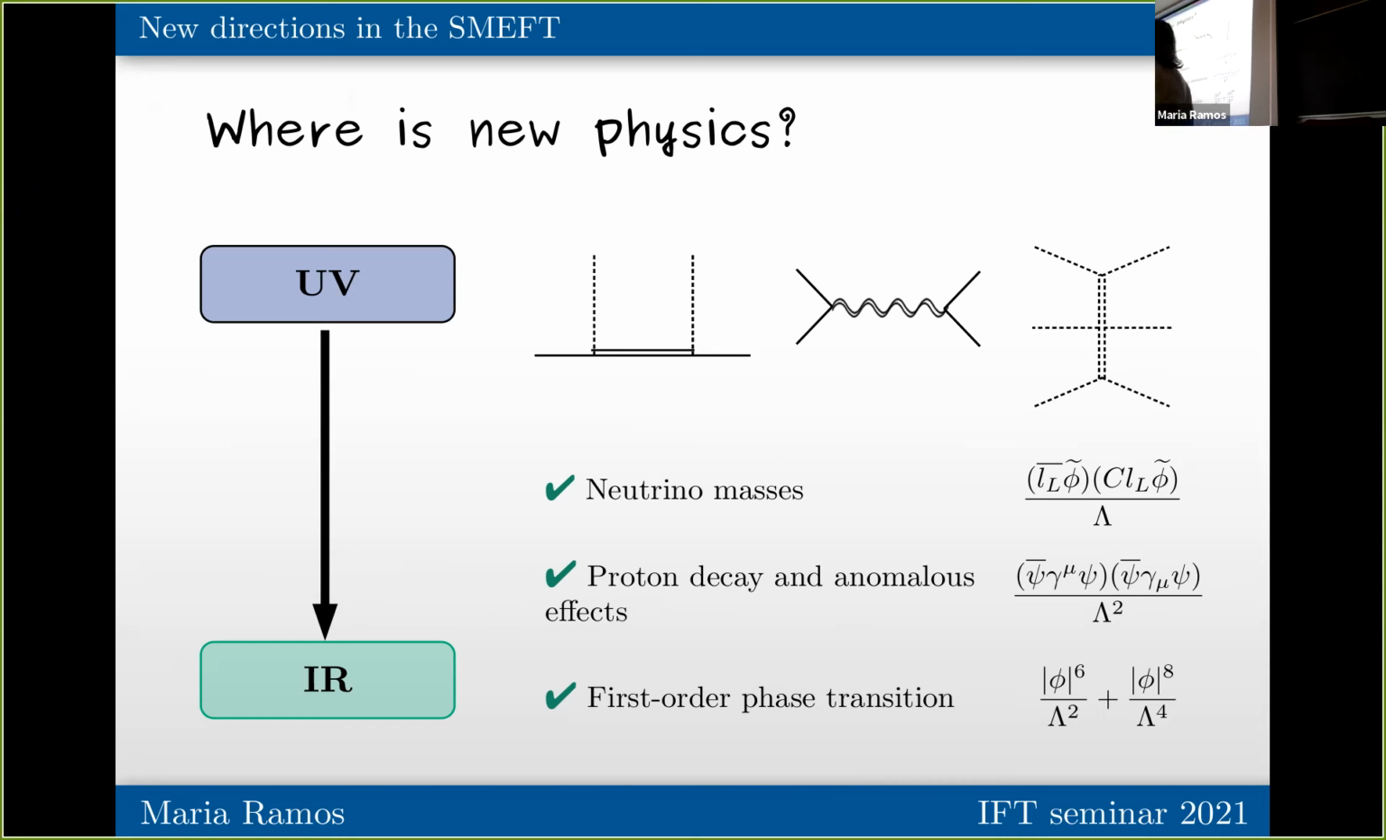And if you consider instead the bosonic sector, then we have the H^6 and H^8 operators, which can change the nature of the electroweak phase transition in the standard model and make it first order, which in this case happens discontinuously, and this can provide an ingredient for baryogenesis at the electroweak scale.